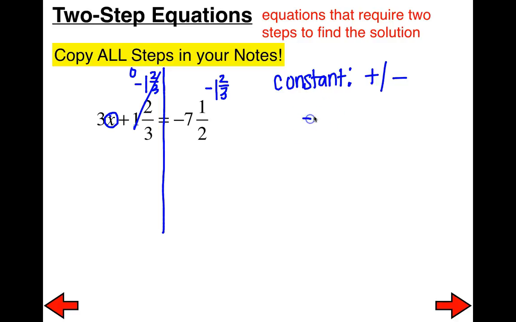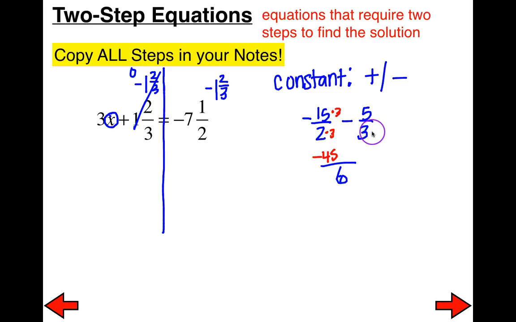say negative 7.5 is equivalent to 15 halves. I'm going to subtract that from 1 and 2/3, which is equivalent to 5/3. My lowest common denominator is a 6. Let's see, and now in order to determine what this new fraction is going to turn into, I'm going to have to multiply that by 3, leaving me with negative 45.